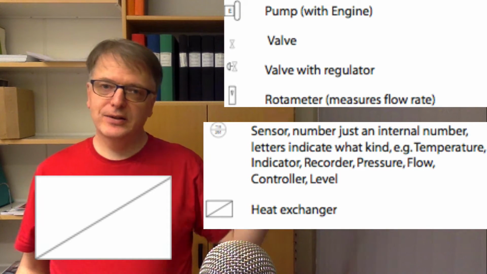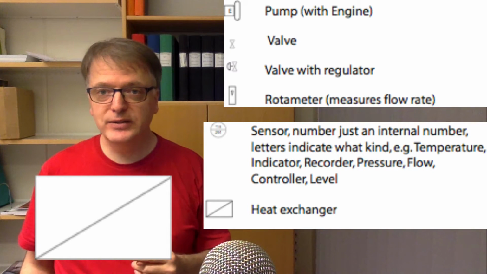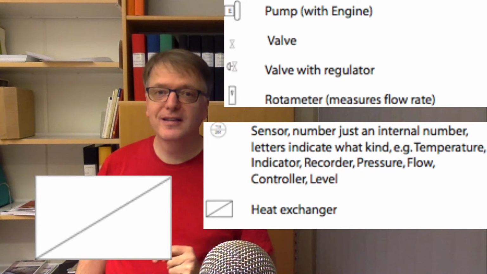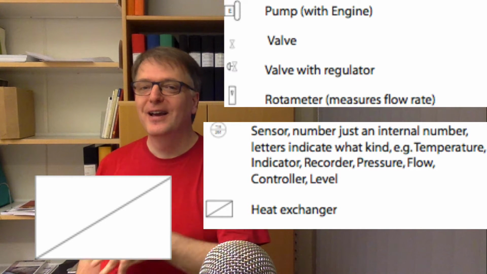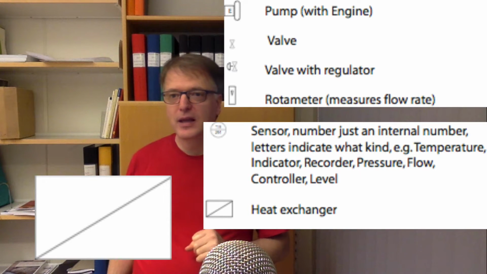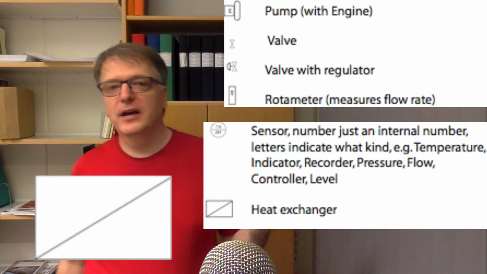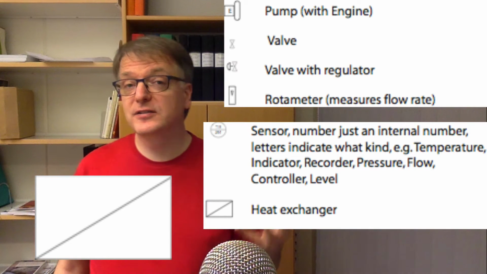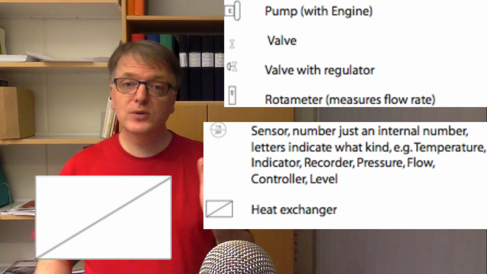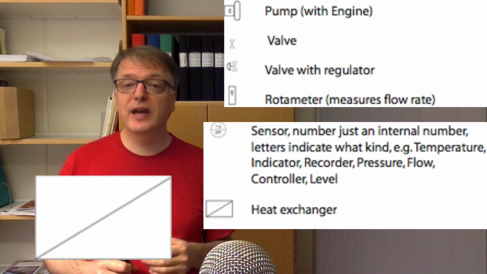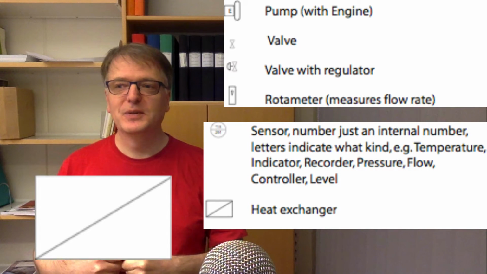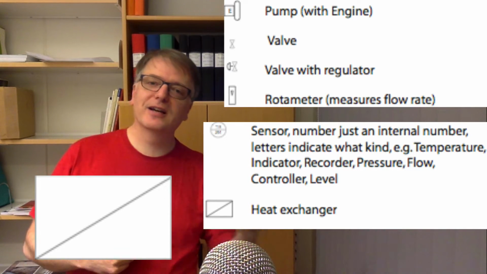This rectangle with the diagonal in, that's a heat exchanger. But there might be other heat exchangers in the process diagram that are drawn with another symbol. The good thing with the simplified symbol for heat exchangers is that it's very easy to figure out how the flows are connected. If the flows are on the same side of the diagonal, then those are flows in the same medium. And on the other side is the other medium.